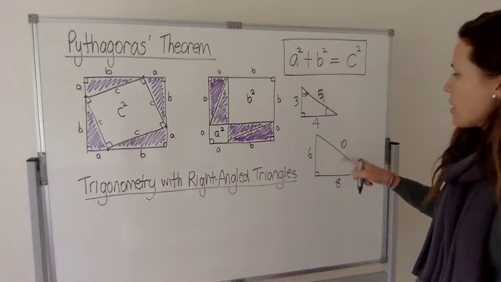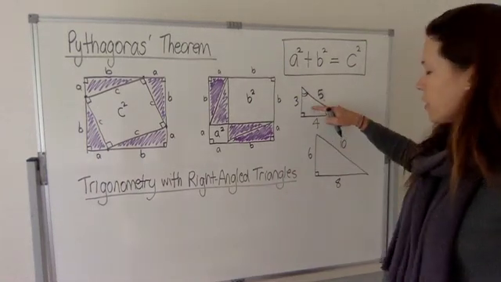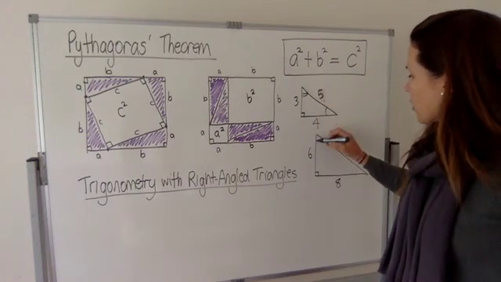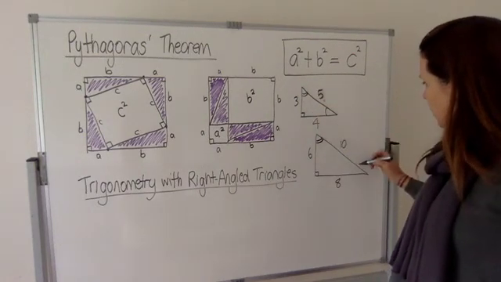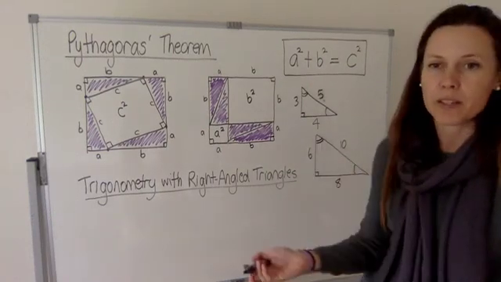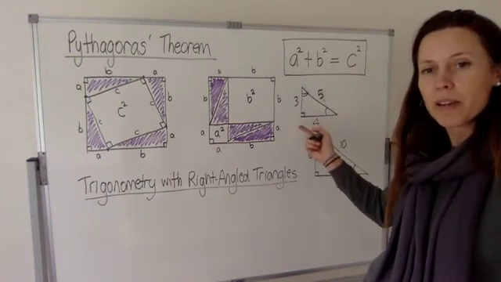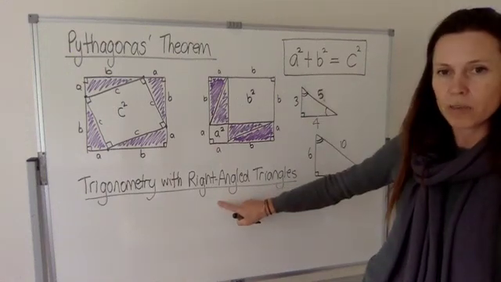What I can deduce then is that because the sides are in the same ratio as this smaller triangle, the angles are actually identical. And that's a quality that you get with similar triangles. If the angles are the same, then the sides are in the same ratio. Or if the sides are in the same ratio, then the angles must be the same. And that's crucial to understanding trigonometry.